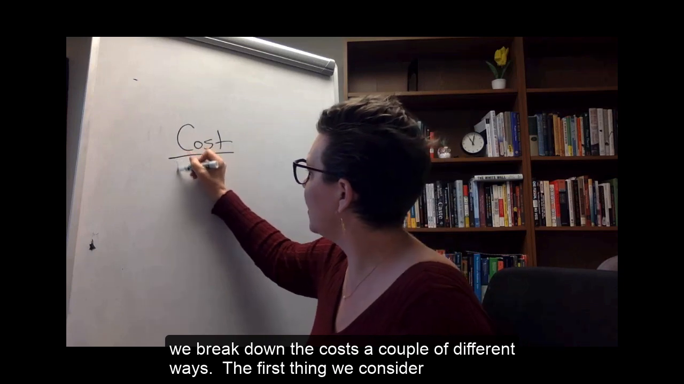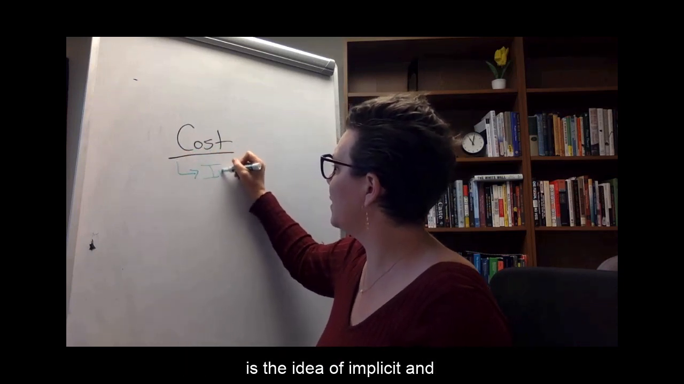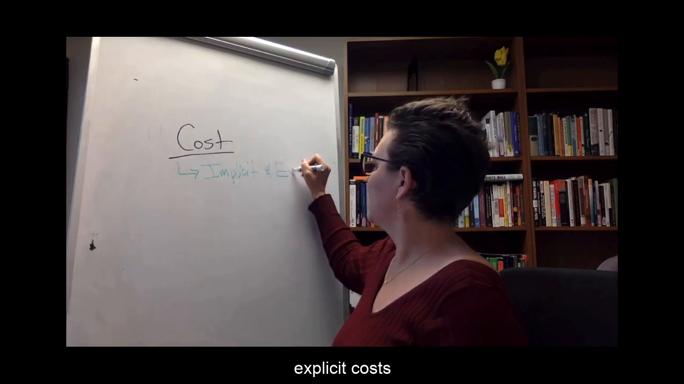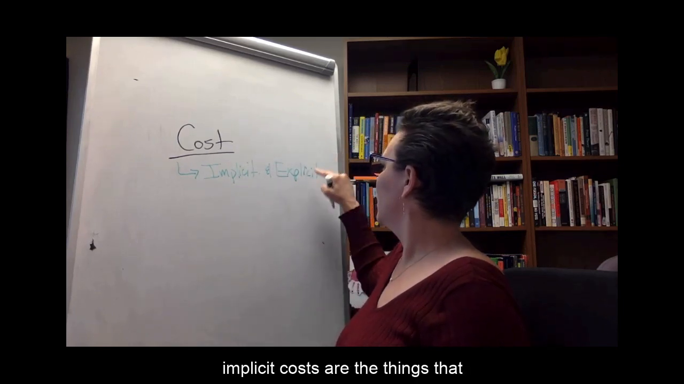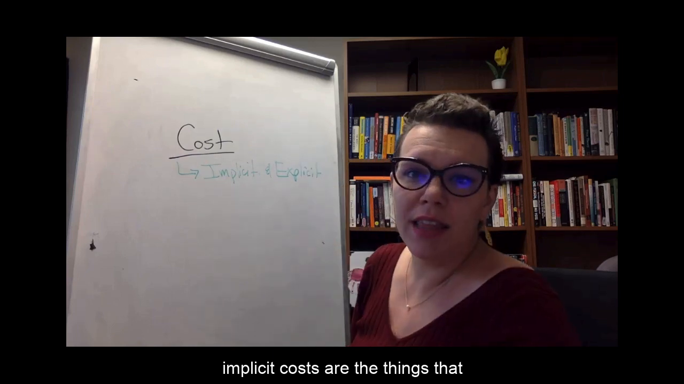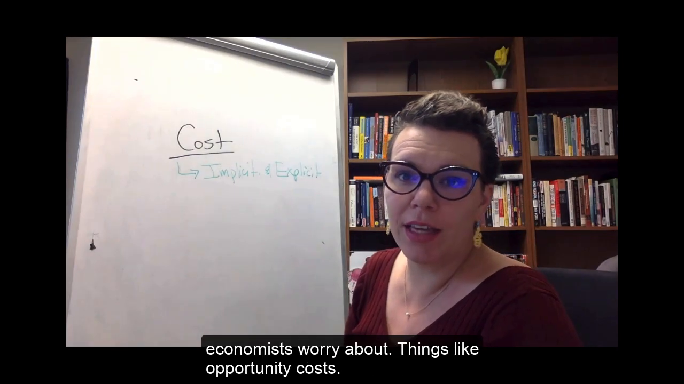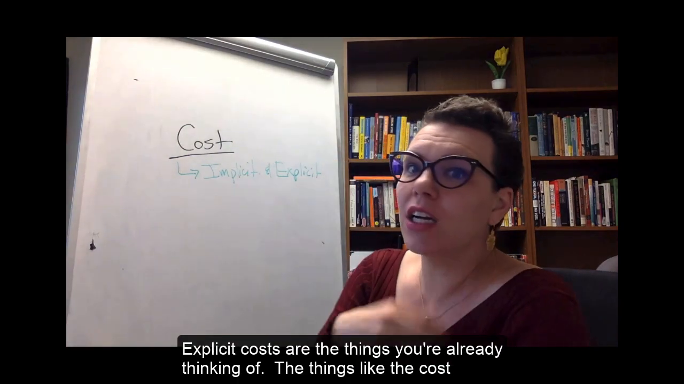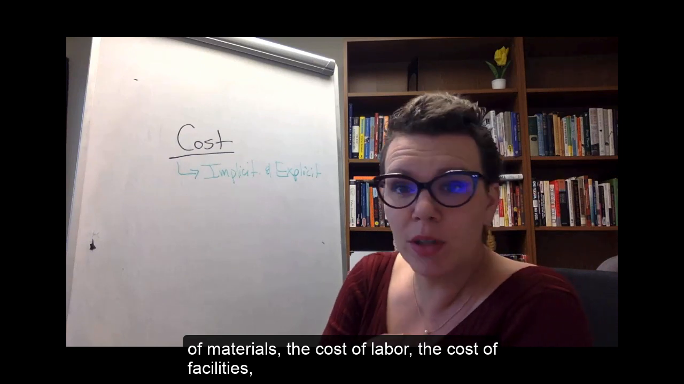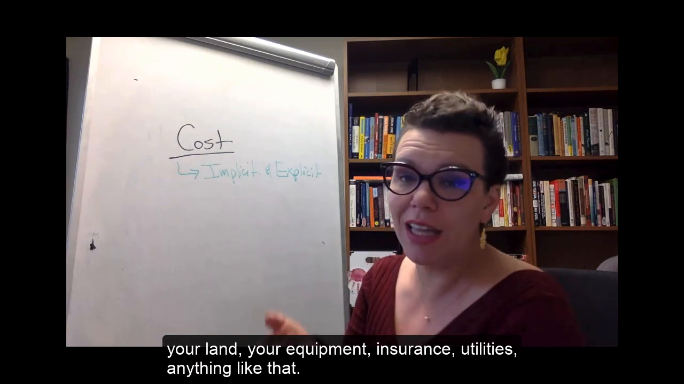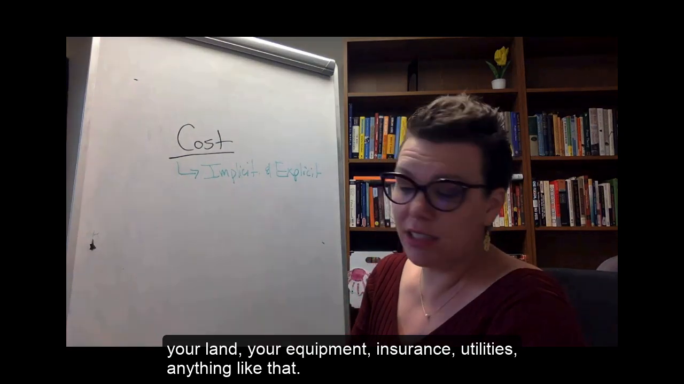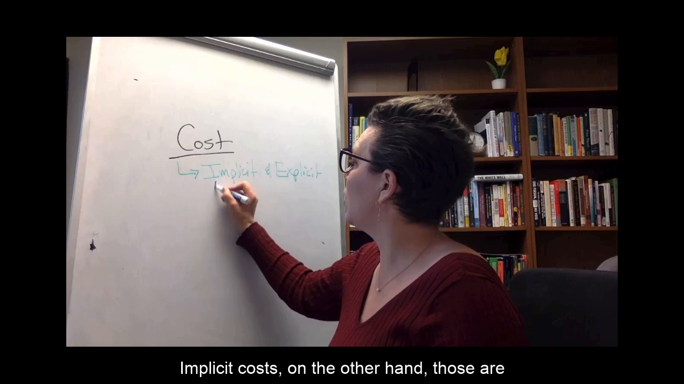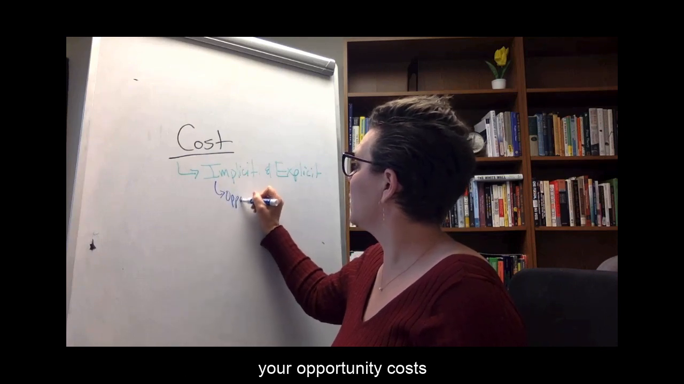The first thing we consider is the idea of implicit and explicit costs. Implicit costs are the things that economists worry about, things like opportunity cost. Explicit costs are the things you're already thinking of. The cost of materials, the costs of labor, the costs of your facilities, your land, your equipment, insurance, utilities, anything like that. Implicit costs, on the other hand, those are your opportunity costs.